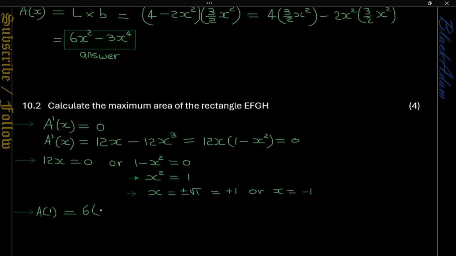Then the area where x is 1, for the maximum value, is going to be 6 times 1 to the power 2 minus 3 times 1 to the power 4. So that gives us 6 minus 3. So our answer there is going to be 3 centimeters squared for the unit.